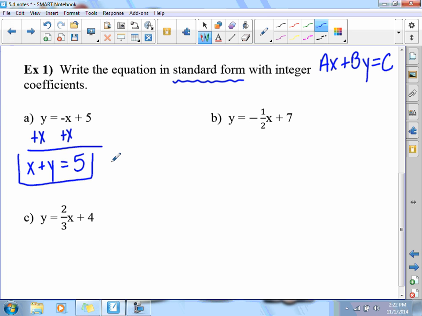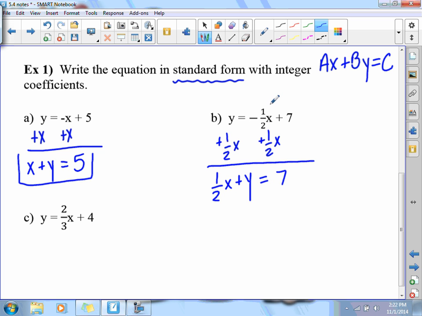Now I have the x and the y on the same side. So we're done. Okay, now for part B, I'm going to start off the same way. I'm going to take this x term and move it over to the other side. So I'm going to add the 1/2 x. So again, my x term needs to come first, so I'm going to have the 1/2 x plus y. Remember, they're not like terms, so I can't combine them together. Equals 7, because those guys cancel there.